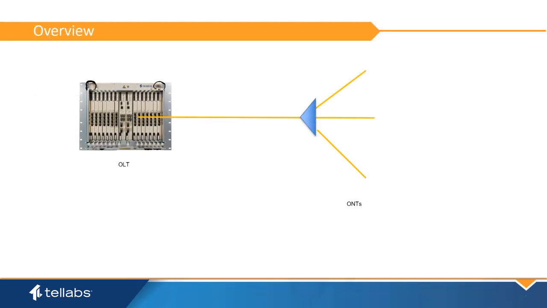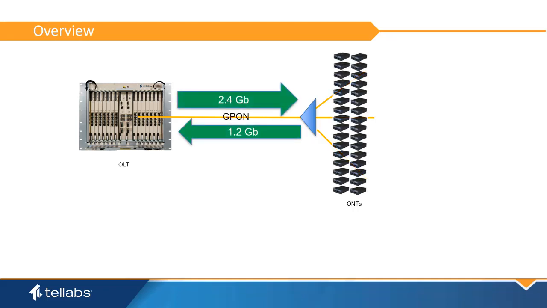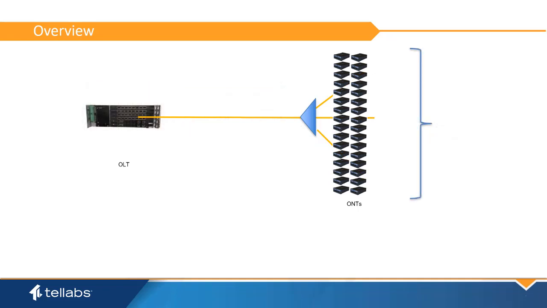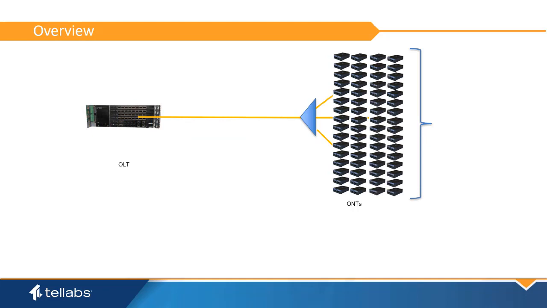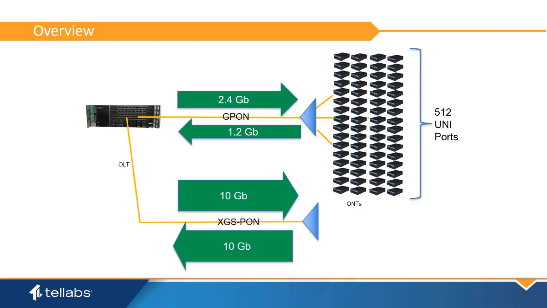Before the introduction of Tellabs FlexSim OIU8 cards, legacy PON cards were restricted to GPON interfaces with the maximum of only 32 ONTs and up to 128 uniports. The new OIU8 card expands the PON to a maximum of 64 ONTs and up to 512 uniports. In addition, the OIU8 card can support both GPON and XGS PON protocols.